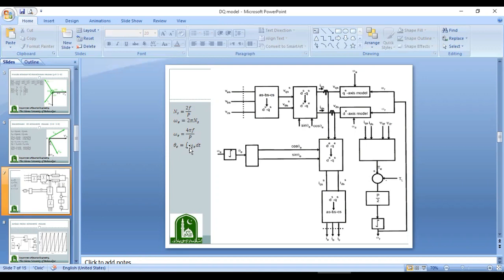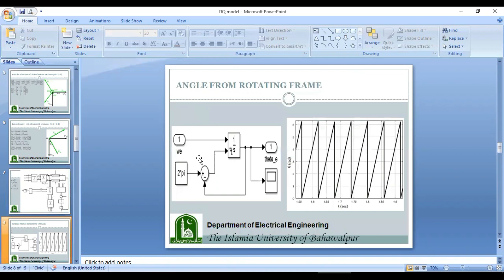So this same principle is applied over here. We know omega e because we know the operating frequency and the poles of the induction motor. So omega e is constant, and by integrating omega e we will get theta e, and that theta e will be used in the model. So this integration is done in this way.